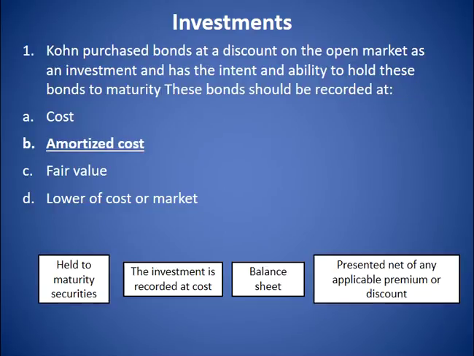Okay, number 1, basically the question is that these bonds should be recorded at, in this case the answer is B, amortized cost. And again, held to maturity securities, if the investor has the intent and ability to hold the securities to maturity, they're basically HTM, held to maturity, and they're presented net of any applicable premium or discount, which would be amortized cost. Okay, let's try number 2.